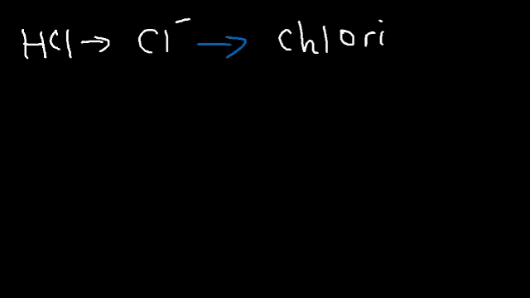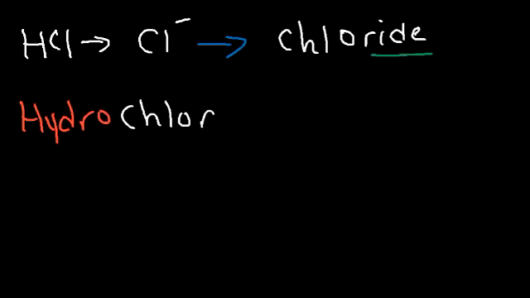Now what about HCl? How can we name that acid? The anion Cl- is known as chloride. Because it has an IDE ending, we need to add the prefix hydro, and then instead of saying chlorine, after the R we're going to add ic, so hydrochloric acid.